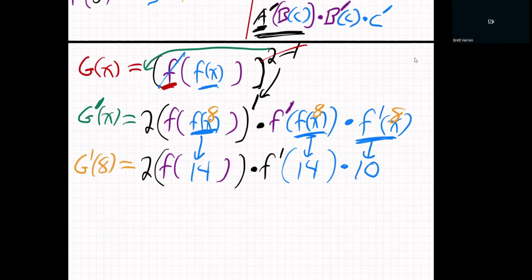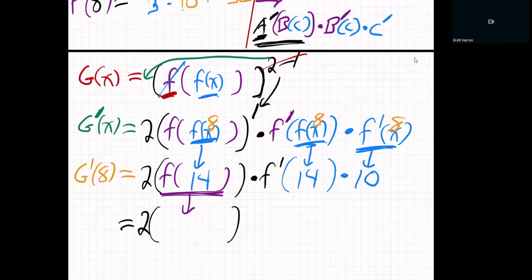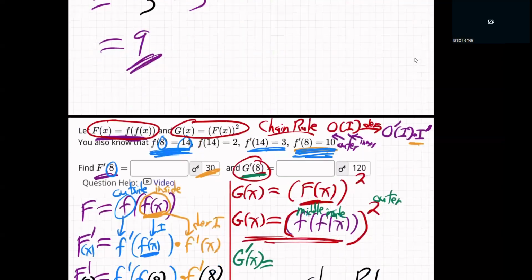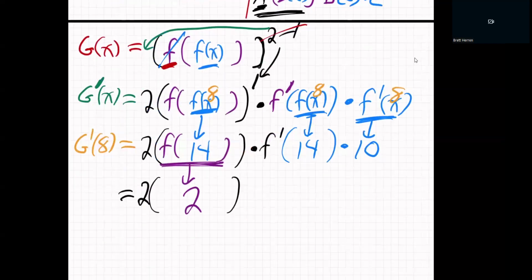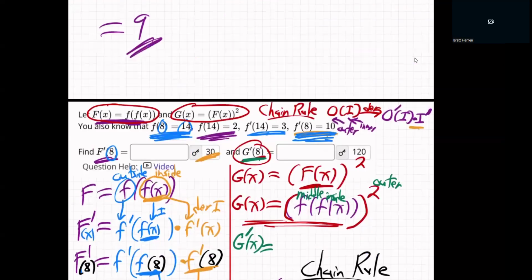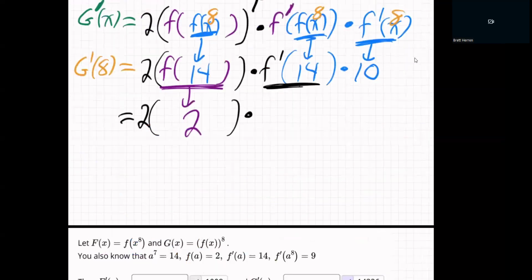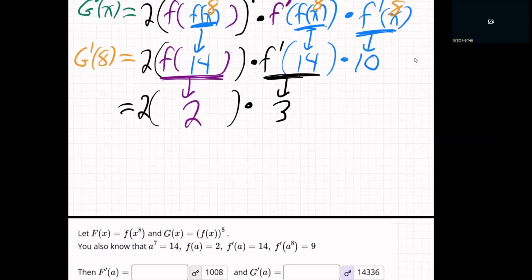Okay. Now, let's go another layer. Now we've got little f of 14 in here. Little f of 14. So what's that? Little f of 14 is 2. So all that becomes 2 times. And now we got f prime of 14. What's little f prime of 14? Little f prime of 14 is 3 times the 10.